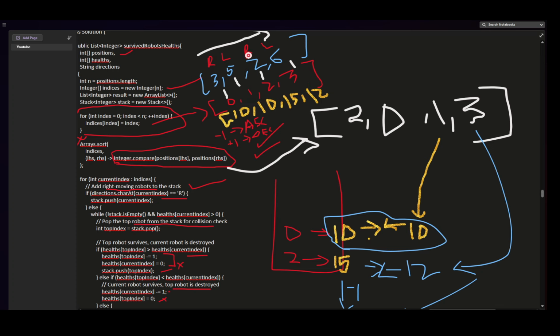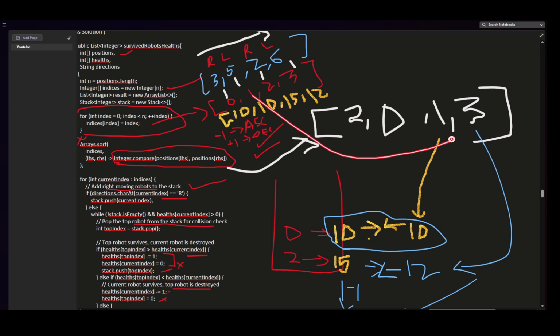As you can see, the lowest position value is 2, which has index 2. So this 2 comes here, and the second least value is 3, which has index 0. So this is placed second. And third, we have 5, the next least one, which has index 1.